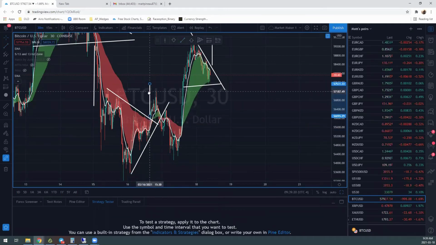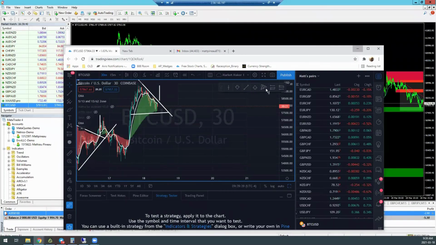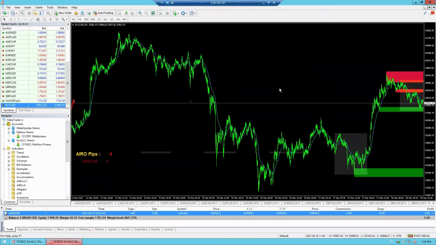And then once it broke out, it has a high probability. It's not always going to get there, but most of the time it will. Good to know. All right, let's drop that down. Let's wait for another alert.